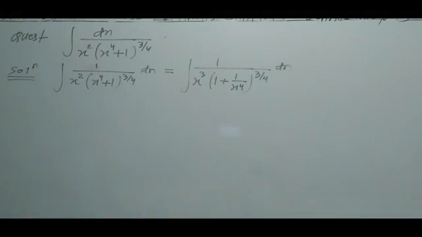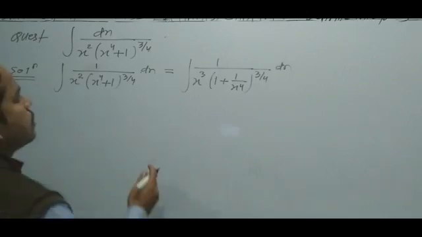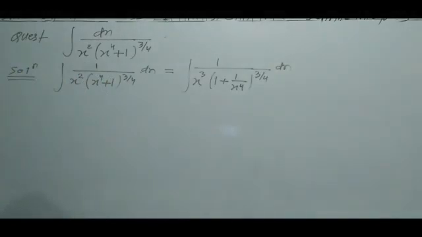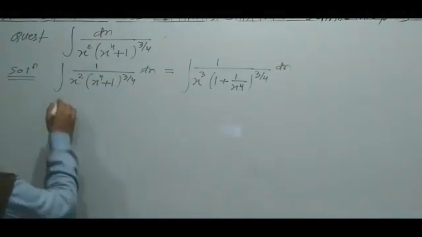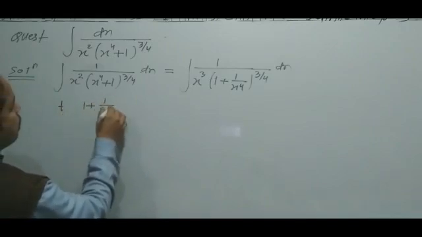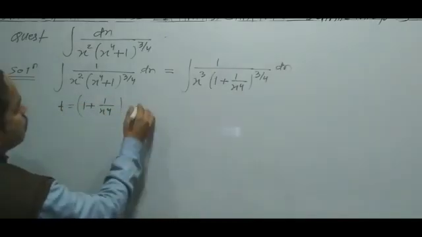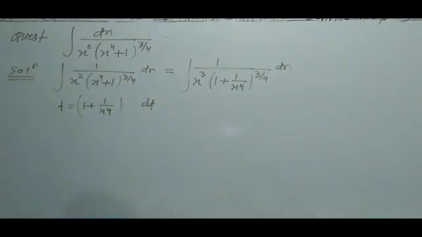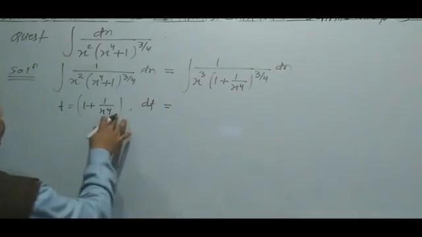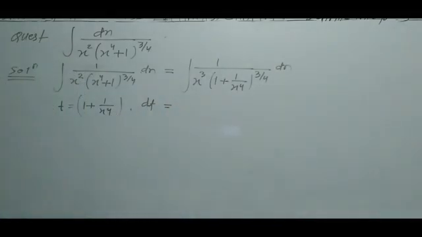What we have to do? See, suppose you are going to consider t is equal to 1 plus 1 upon x to the power 4. Now dt, what we can write? dt result we can write minus 4, this is minus 4x to the power minus 5.